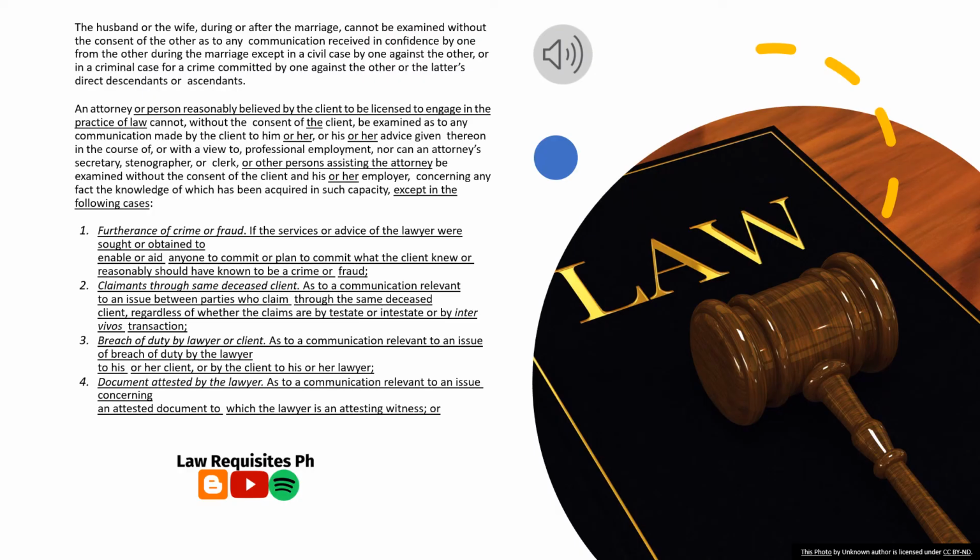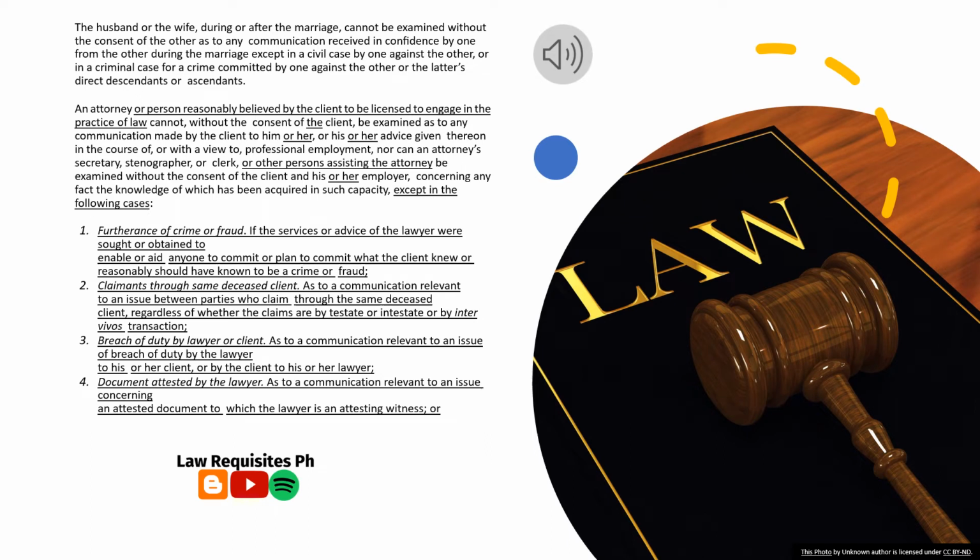The husband or the wife, during or after the marriage, cannot be examined without the consent of the other as to any communication received in confidence by one from the other during the marriage except in a civil case by one against the other, or in a criminal case for a crime committed by one against the other or the latter's direct descendants or ascendants.